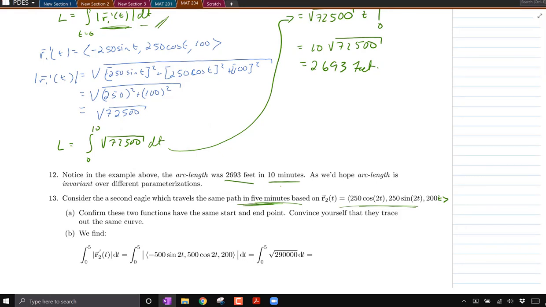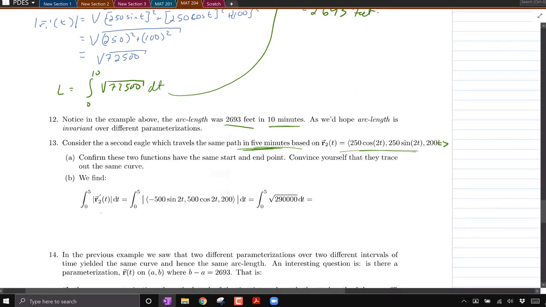Okay? And if you computed this, I'd like to finish this part out. I went ahead and found the derivative of the second function, and then I took the magnitude. Here I've actually computed the magnitude. Then if we just finish the very last step of integration, which is the easiest part of this, that's the square root of 290,000 times t evaluated between t equals 0 and t equals 5. If you compute this, you also get the same 2,693 feet that this eagle travels in a time period of 5 minutes. Okay?